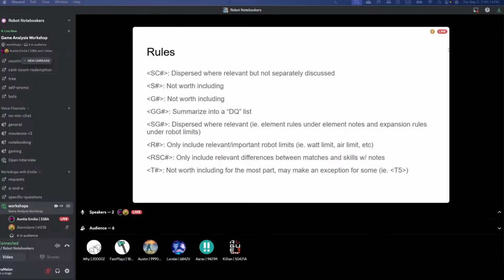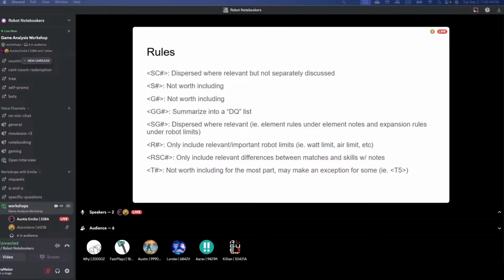Your S rules are your safety rules. I don't ever see this being worth including. Same with your G rules. I think that's for general rules. These are like your G1, G2, G3. It's basically just common sense and don't say mean things. Like, that's not necessarily something that should go in the notebook. Your general game rules, a lot of them aren't necessary, but there's a couple like don't grapple onto things, don't shoot parts off of your robot, things like that.